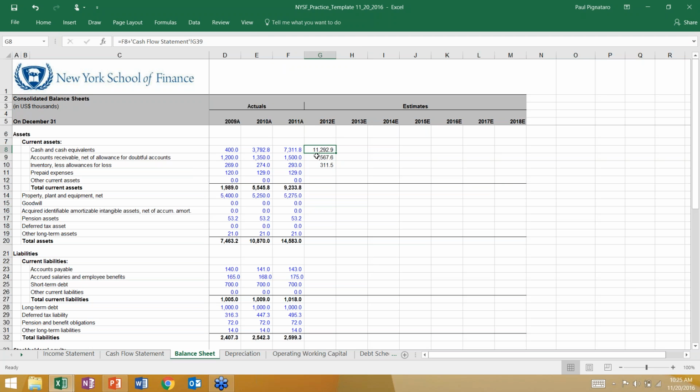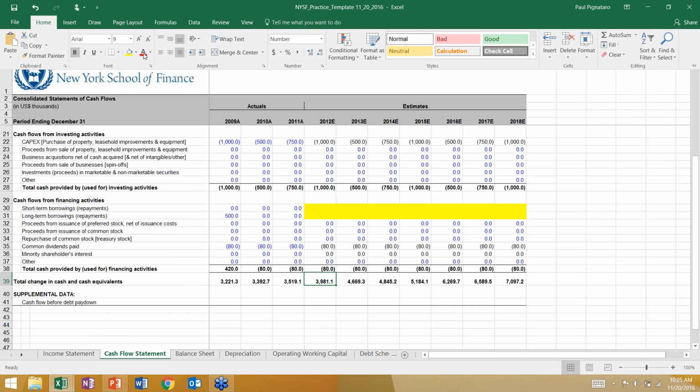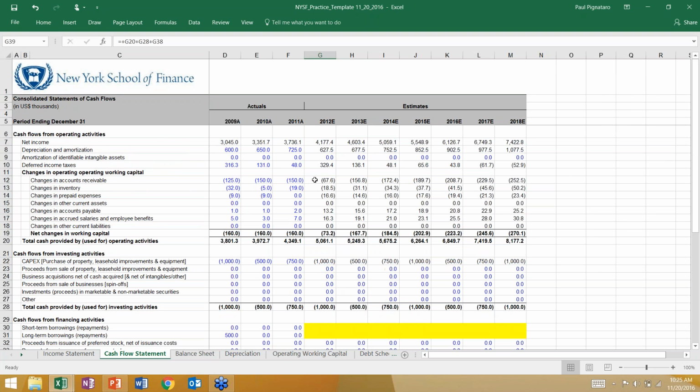So let's do that. What did we use so far? We used total change in cash equivalents. I'm going to mark it by highlighting it red. We used changes in accounts receivable. We used changes in inventory.